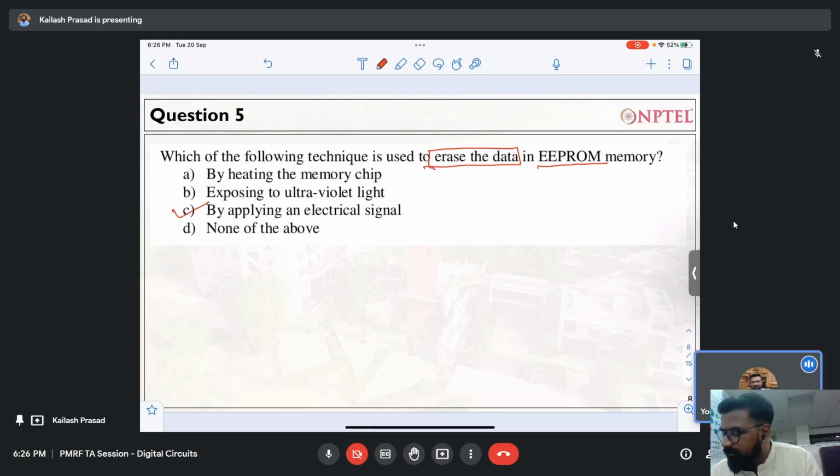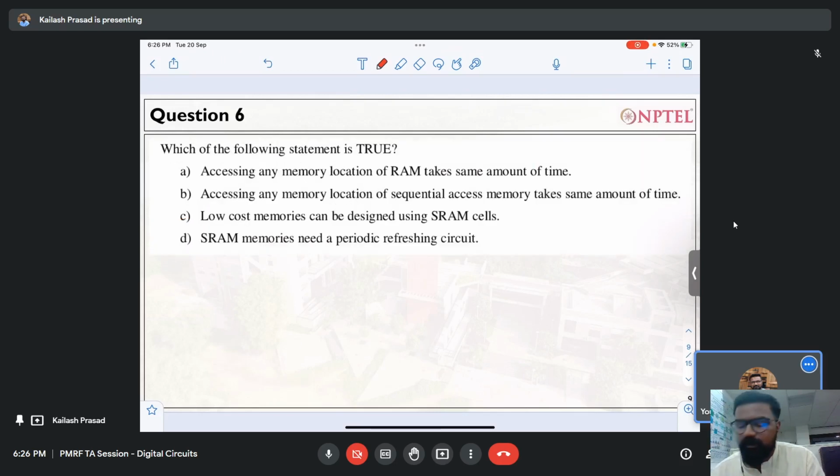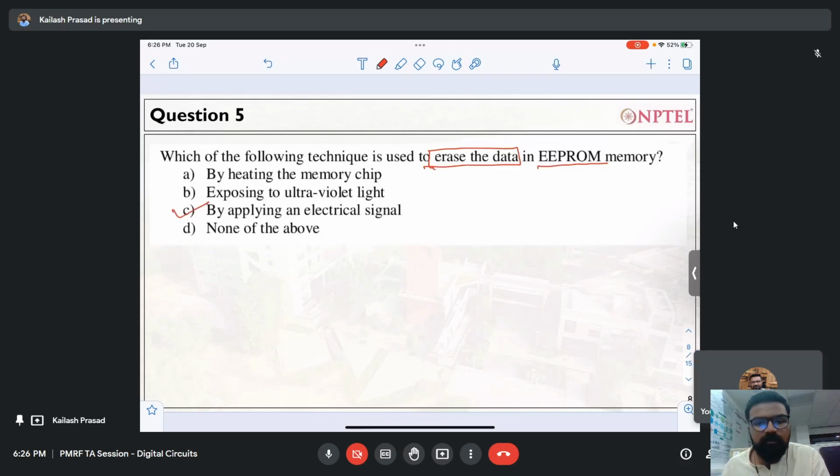I hope everybody understands this, because the name itself says electrically erasable, so you will apply an electrical signal to erase the data. Sir, can you tell a bit more about how you electrically erase in EEPROM? You want the circuit design? No, not circuit, just an outline of what exactly is meant by electrically erasing the data. So you apply some electrical signals, and you erase the data.